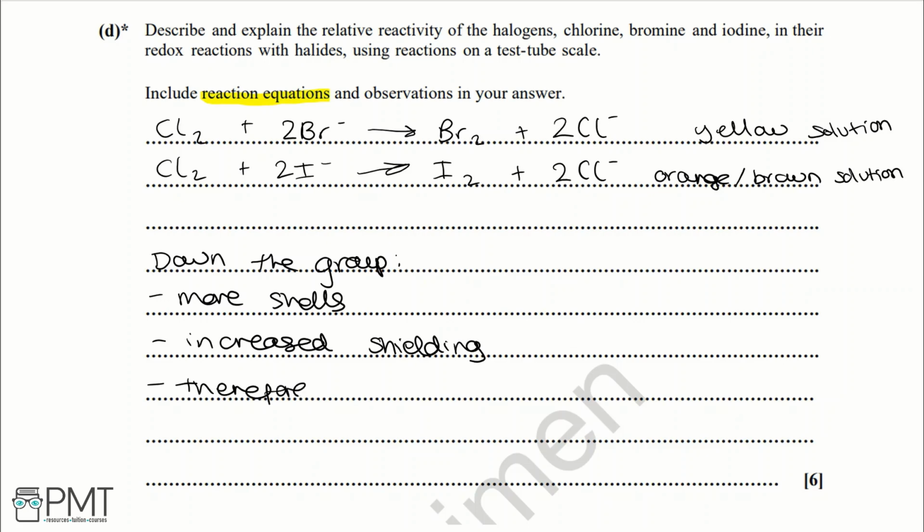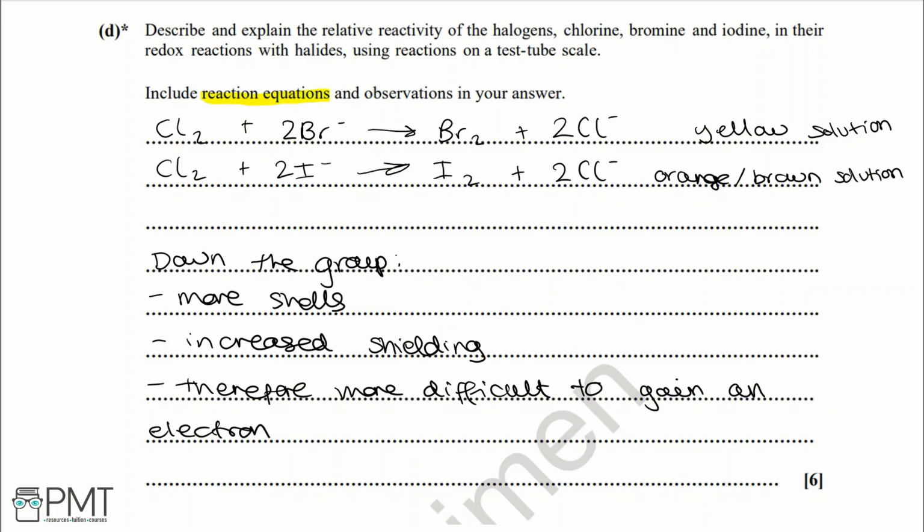And because it's more difficult to gain an electron, we see the reactions happening the way they do because the bromide ion wants to give its electron to the chlorine to make the chloride ion, because it's easier for the chlorine to gain an electron.